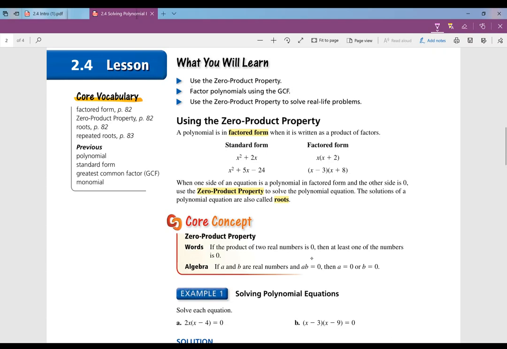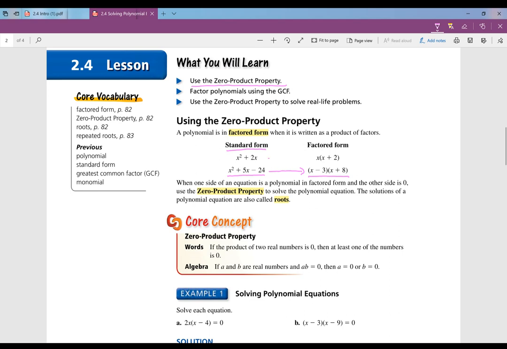All right, so we're going to talk about using the zero product property to solve polynomial equations. So a polynomial is in factored form when it's written as a product of factors. Before, we had talked about standard form, right? That was when we had x squared plus 5x minus 24. And then we would factor that to get it to our factored form, which is a product of two factors, right? We have x minus 3 times x plus 8.